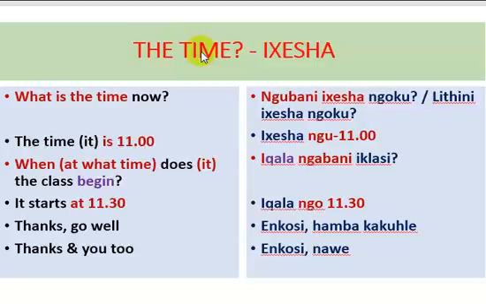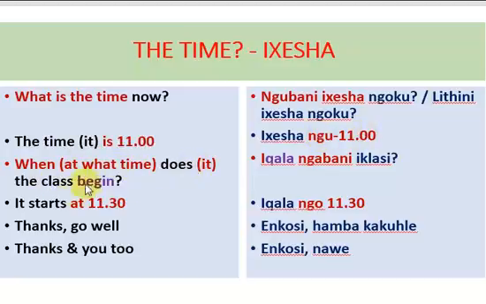Finally, as we go our separate ways, we want to know what the time is now. And the word for time is ixesha. Ixesha, a question. Ngubani ixesha ngoku. Ngubani, the third time we've had it. Ngubani igama, ngubani ifani, and now ngubani ixesha ngoku. Or litini ixesha ngoku. What does the time say now? Okay. Ngubani ixesha ngoku. The time, it is 11 o'clock. Ixesha ngu. It is 11.